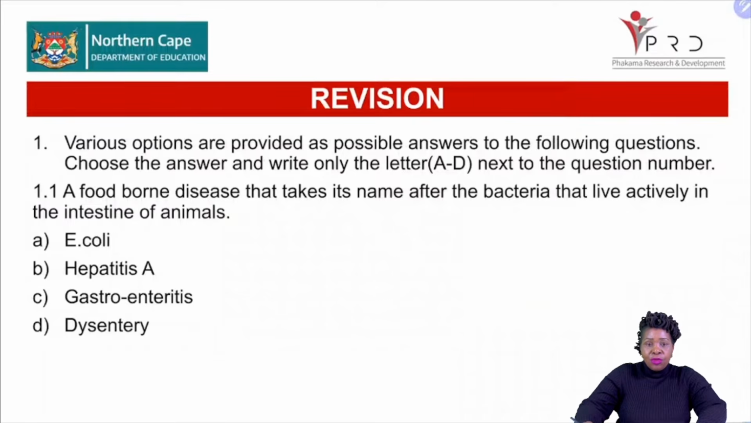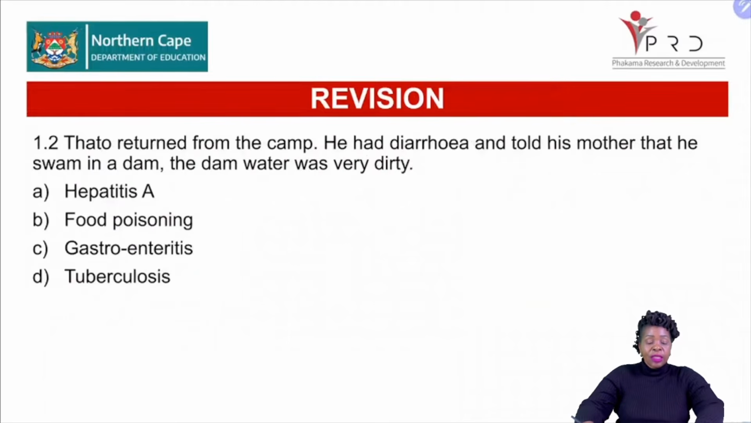Right, let's move on to 1.2. Says Tato returned from the camp. He had diarrhea and told his mother that he swam in a dam. The dam water was very dirty. A. Hepatitis A, B. Food poisoning, C. Gastroenteritis, and D. Tuberculosis. So we are trying to find out what was the cause of the diarrhea. Right, answer 1.2, then we can move on.